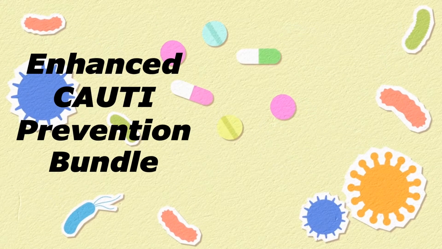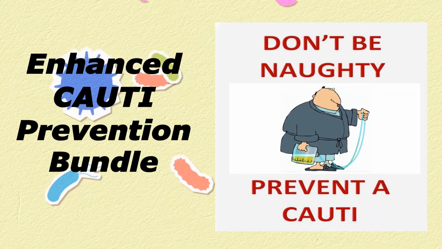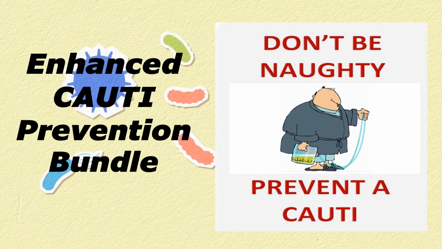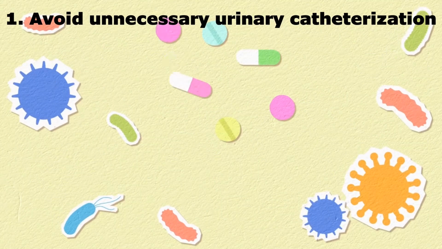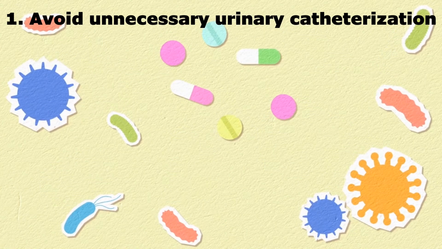Let's talk about the elements of the enhanced CAUTI prevention bundle. The first element of the bundle is to avoid unnecessary urinary catheterization.